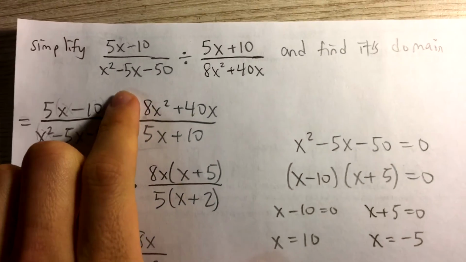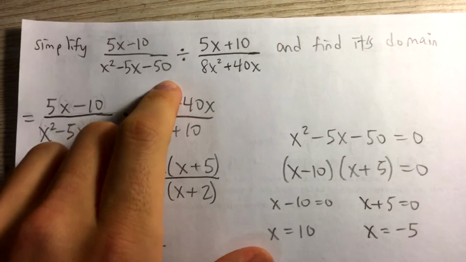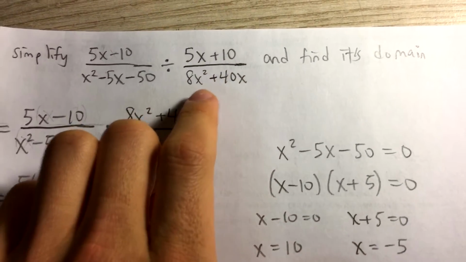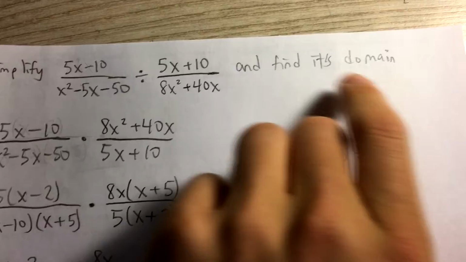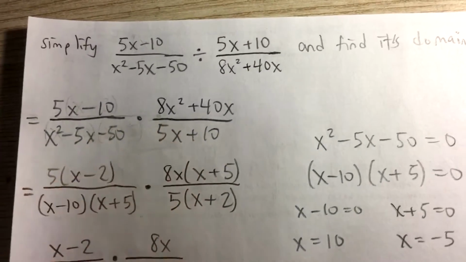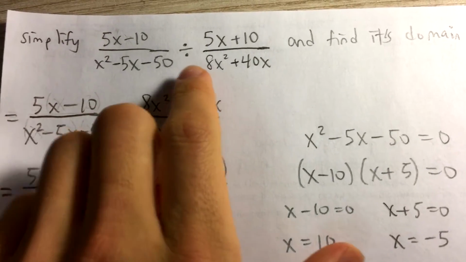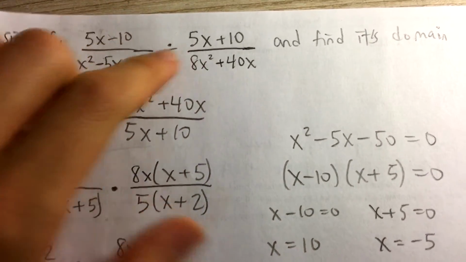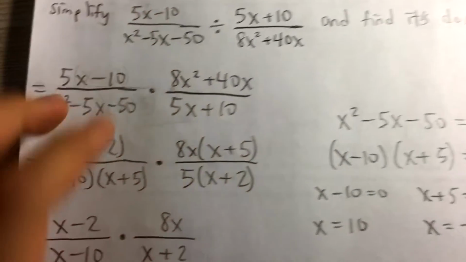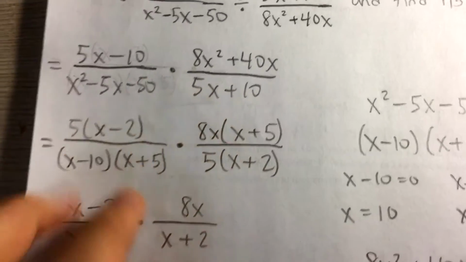Simplify 5x minus 10 over x squared minus 5x minus 50 divided by the fraction 5x plus 10 over 8x squared plus 40x, and we also have to find the domain of this expression. So first off, we have to reciprocate this. Because we're dividing by a fraction, we multiply by its reciprocal. So we just flip numerator and denominator, and we change it to multiplication.